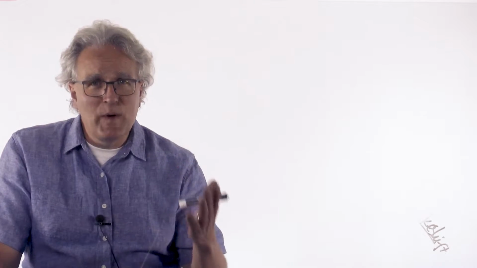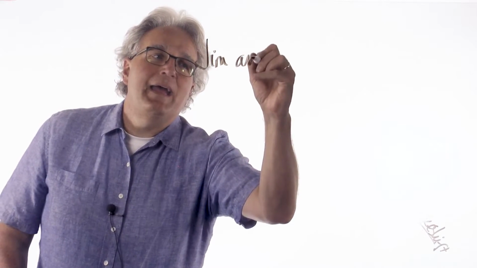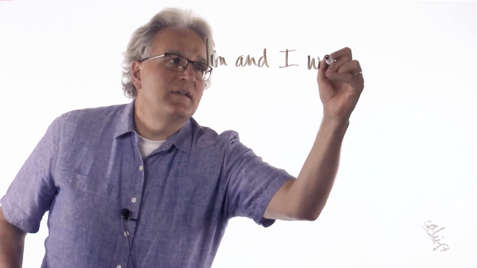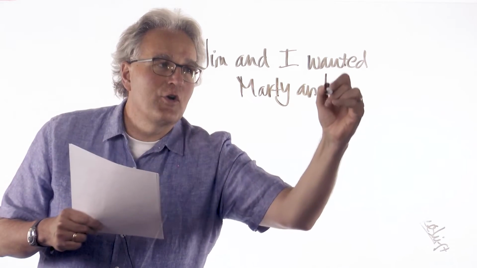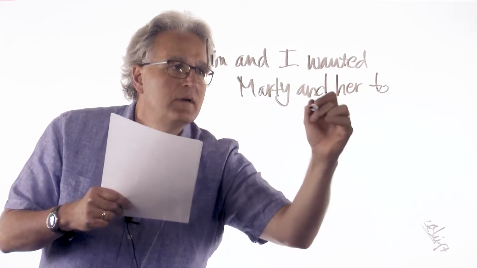For example, we have the nominative case pronouns, the subject case, which would be things like I, we, you, he, she, it, or they. Those are things that can act like subjects. But then we have the object cases, and so that would be like me, us, you, her, him, it, and them. And so those are cases where we have the object. So if we have a sentence like, Jim and I wanted Marty and her to join us.